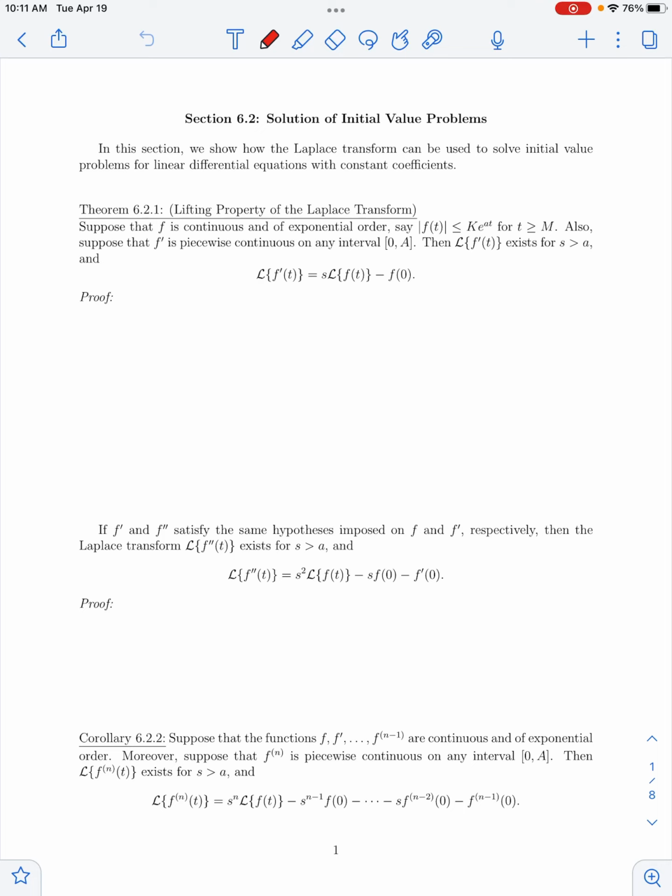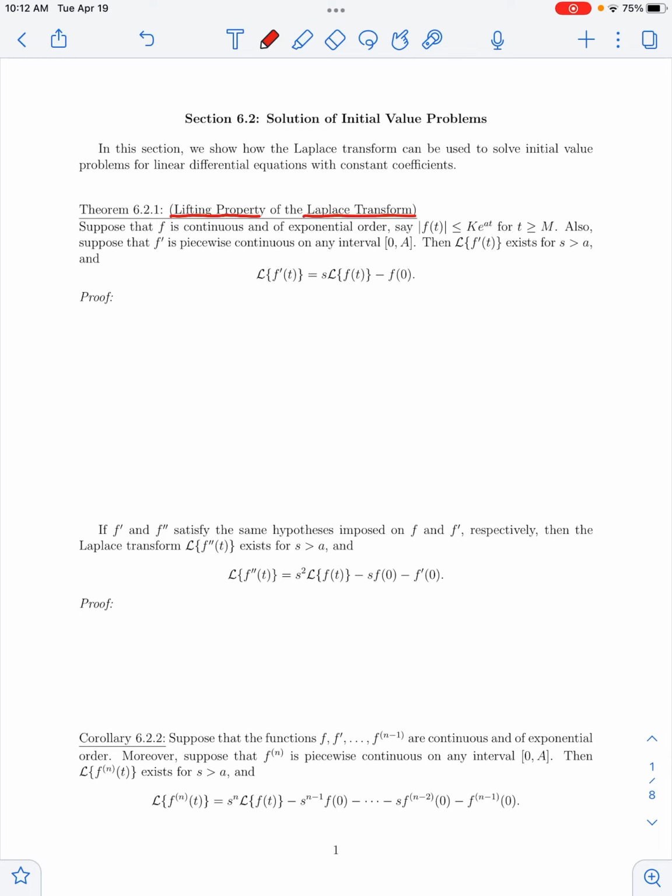So let's start with the following result. This is theorem 6.2.1 from your textbook, which is sometimes referred to as the lifting property of the Laplace transform. And it gives us a way to define the Laplace transform of the derivative of a function in terms of the original function. So here, since we're working with differential equations, which involve the derivative or derivatives of functions, when we take a Laplace transform of a differential equation, we need to know how to find the transform of a derivative.